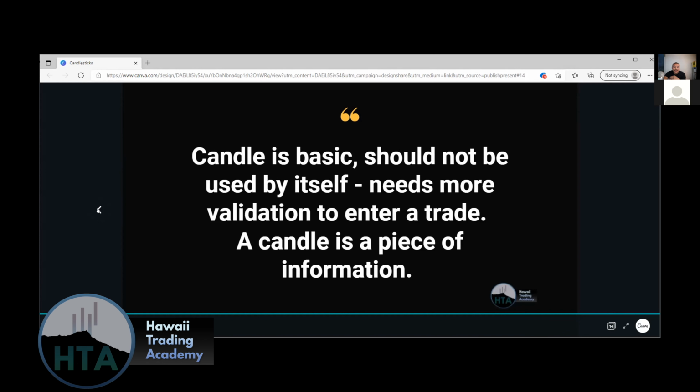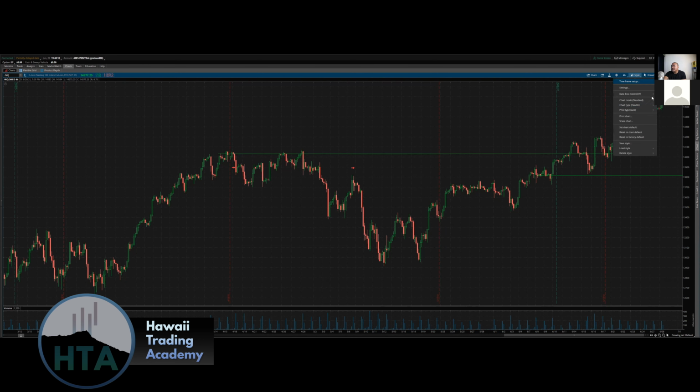You've got to really understand what you're trying to do in the markets, where the markets are, what conditions, what cycle it's in. Is it ranging? Is it trending? Is it just not doing anything? You can always configure your chart any way you want.